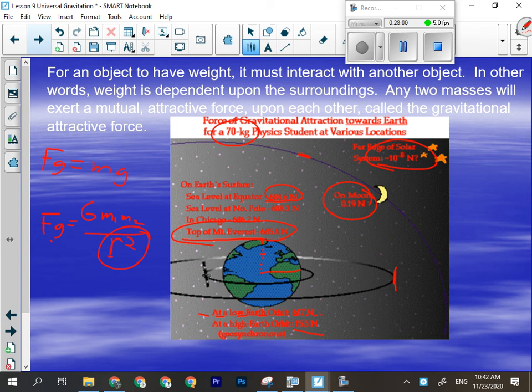So the big thing to remember here, guys, is weight is dependent on your surroundings, and any two masses will exert, and here's the key, mutual attractive force upon each other. That force is mutual. It is not one on the other. It is a mutual force between the two.